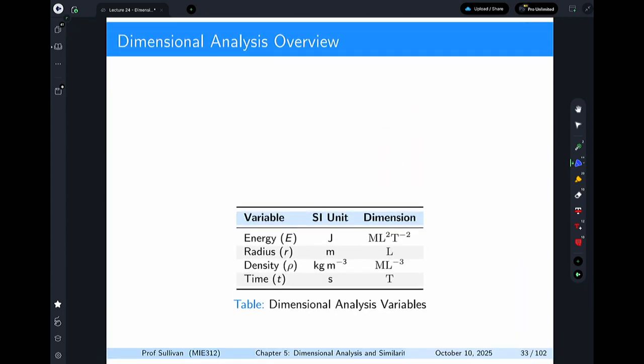So I have 4 variables: energy, R, rho, and time. And if I look at these, I can see this depends on mass, length, and time. So again, I don't know a lot about what's happening here. I do know the units: joules, meters, kilograms per meter cubed, and time in seconds. But I have 3 variables.